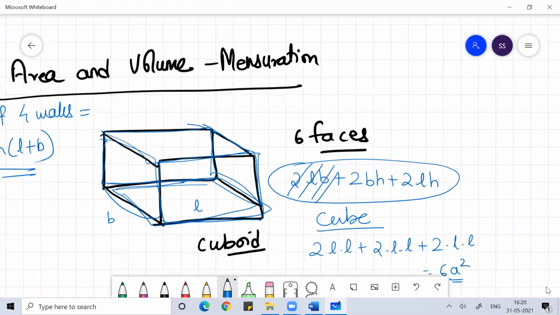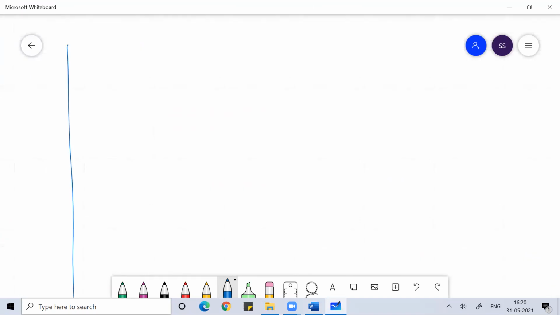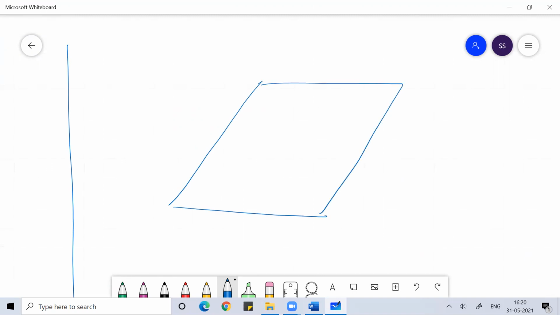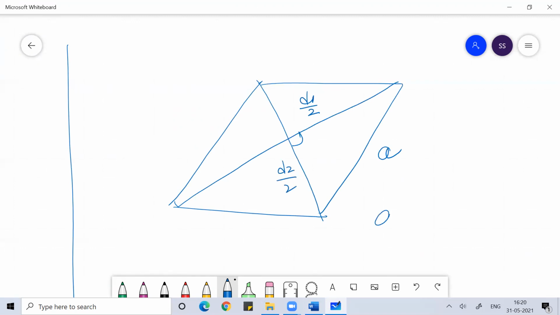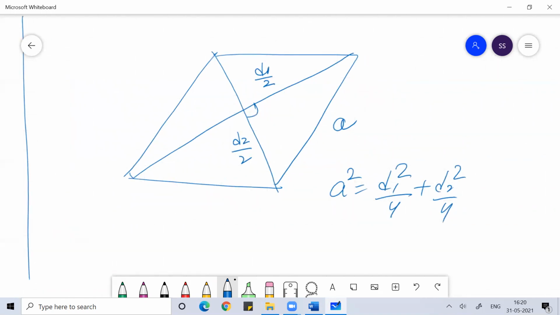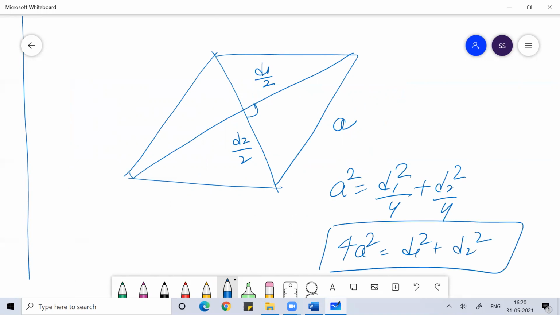Normally, in exams, you will get a very rare question where they expect you to work on the area of rhombus. In rhombus, you should always remember the concept of Pythagoras theorem, that a square is equal to d1 square by 4 plus d2 square by 4. This formula, more than the area formula in case of rhombus, you should remember. So 4a square is equal to d1 square plus d2 square.